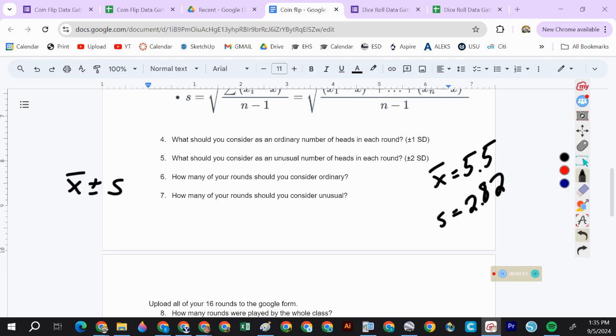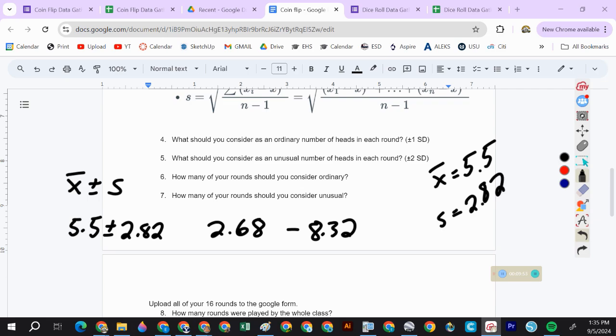Okay. So if I take 5.5 and I do plus or minus 2.82, so 5.5 plus 2.82 is 8.32, and the other end, 5.5 minus 2.82 is 2.68. Okay, that means the majority of people who play this game should get somewhere between 2.68 and 8.32 heads.